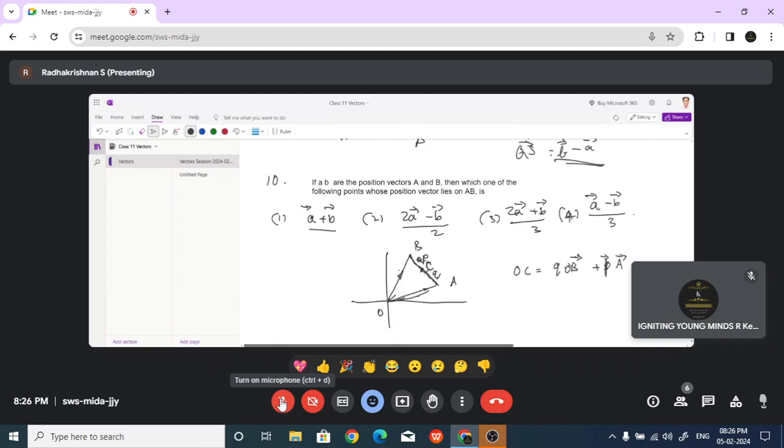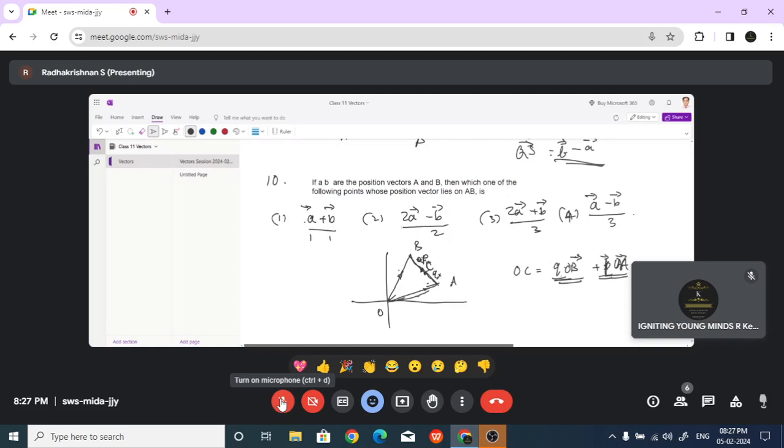Okay. Suppose there is a point C, it divides this line in the ratio P is to Q. P is towards the OB side and Q is towards the OA side. Then the position vector OC is given by Q into OB plus P into OA. Okay. So this is a section formula. Basically, it needs to be a linear sum such that P and Q are ratios, so they should add up to 1. In the first case, it adds up to 1 and 1.